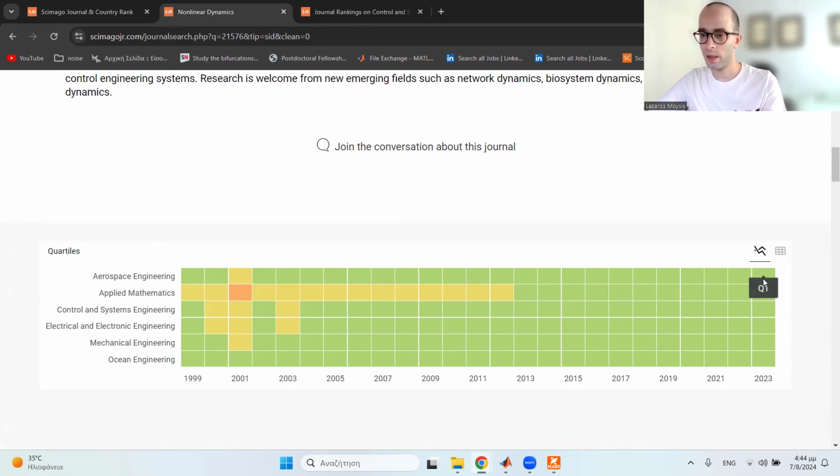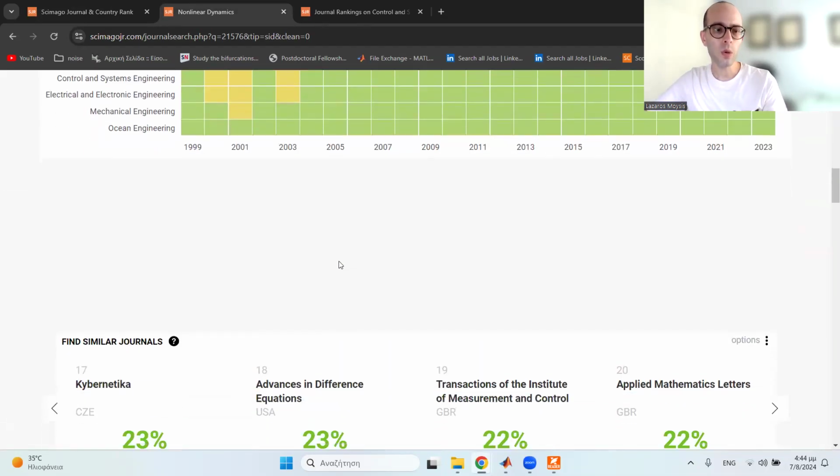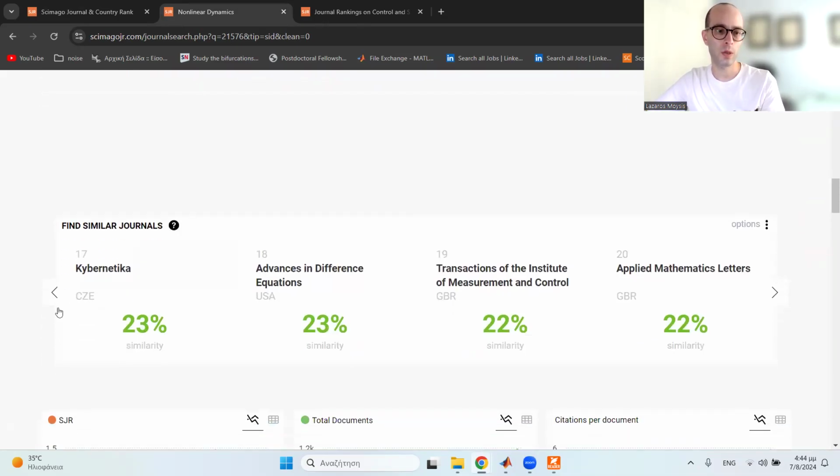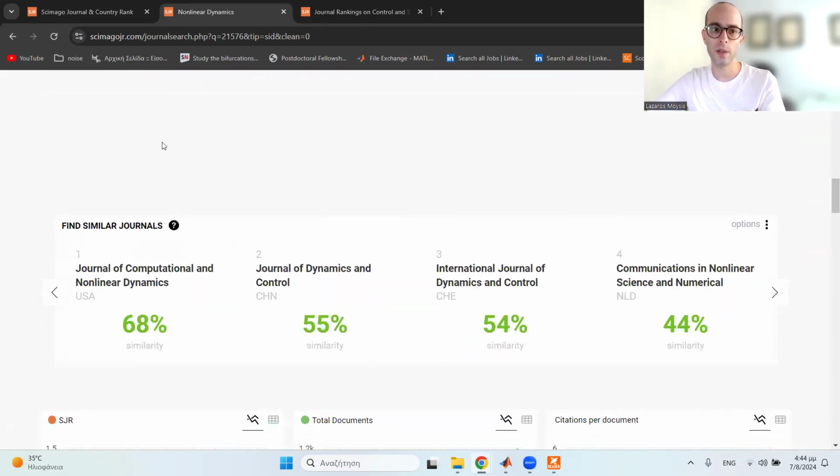I see that for the last year it was on a Q1 level, but I can also see that for almost a decade it has been consistently listed as a Q1 journal, and only a few times it has been listed as a Q2 journal. So obviously this journal is a very high quality journal. And also it shows me similar journals. So I can use this list of similar journals to find other ones that maybe are not in the list that I have created. So I can get an even better understanding of the journals in my field.